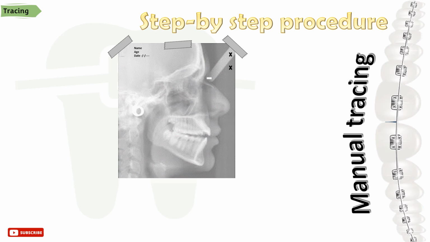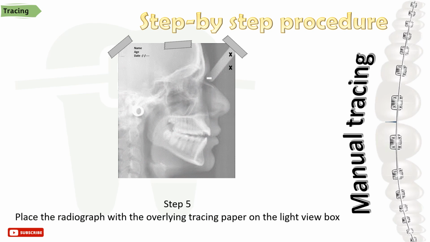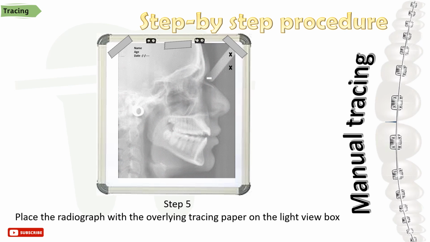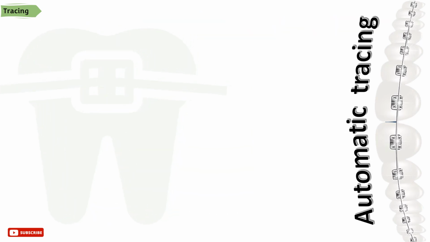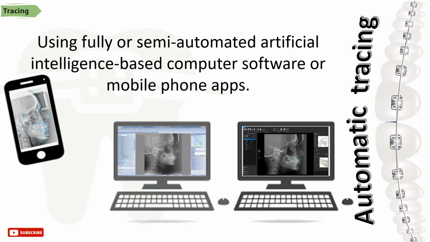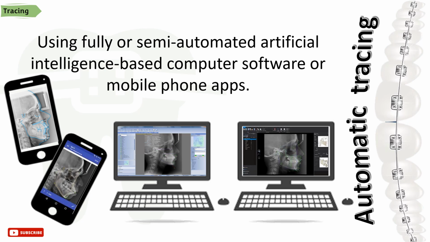Step 5. Place the radiograph with the overlying tracing paper on the light view box and use your pencil to trace the anatomical landmarks and points we are going to mention shortly. The other method for tracing and analyzing cephalometric radiographs is the automatic tracing or computerized tracing. In this method, you can use fully or semi-automated artificial intelligence-based computer software or mobile phone apps.